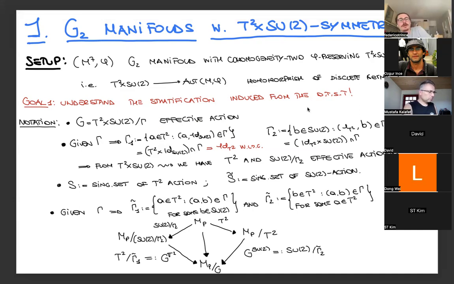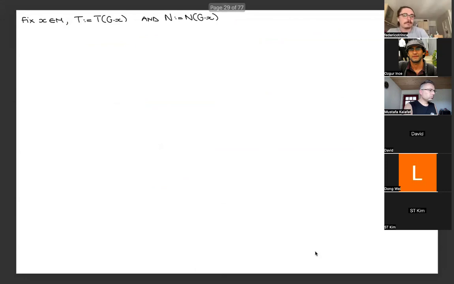Okay, so now I will state the theorem, the main theorem about the stratification of my G2 manifolds with T2 times SU2 symmetry. So I pick a point of my manifold and I define by T the tangent space of my orbit and by N the normal space of my orbit.